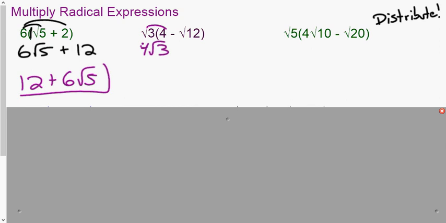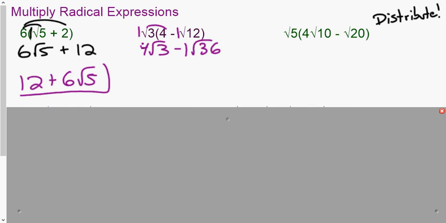Here, when I have root 3 times negative root 12, well, this is negative because positive times negative. Again, if I want to think about it, there's a 1 in front of each of those radicals. We just don't write it. So 1 times negative 1 would be negative 1. Root 3 times root 12 would be root 36.